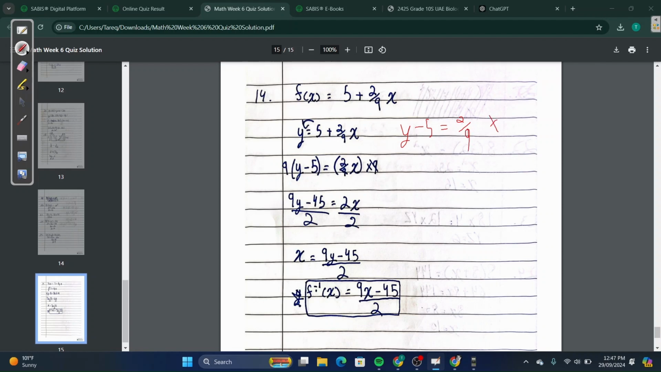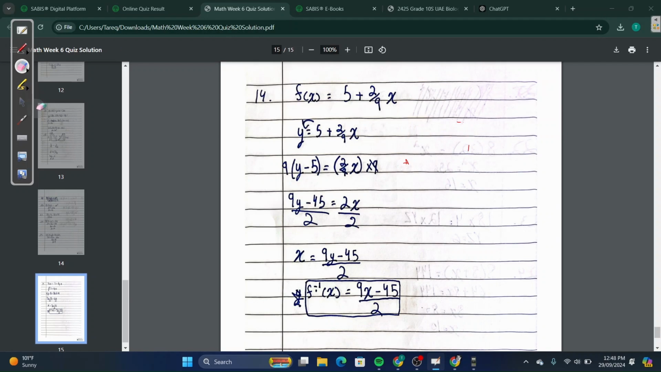x. Multiply by 9 on both sides. 9 times y minus 5 equals 2x. Then you're going to expand, then divide by 2. So 9y minus 45 over 2 equals x. Interchange x with y, and y is your f inverse of x.